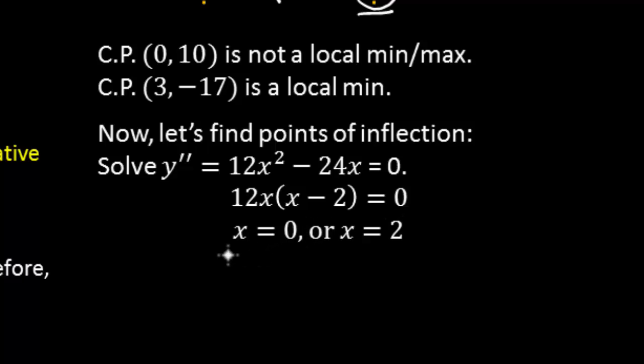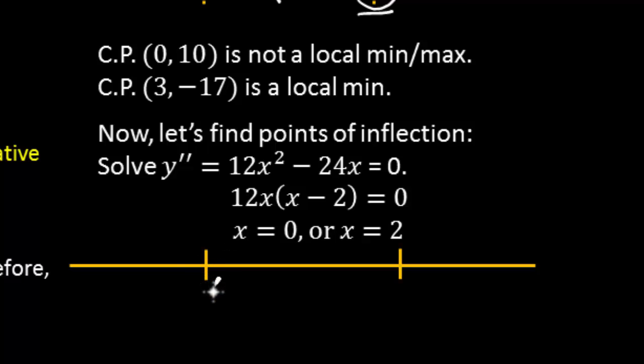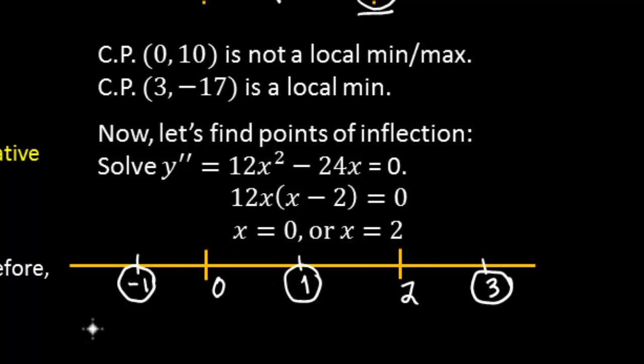Right now they're critical numbers. So how do we know? Well, we just take the number line again. Okay, and here is 0 and here is 2. Okay, and we take points to the left of 0, so we use -1, and to the right of 0 we use 1, and then I will use 3 here because we already know the sign of the second derivative there.